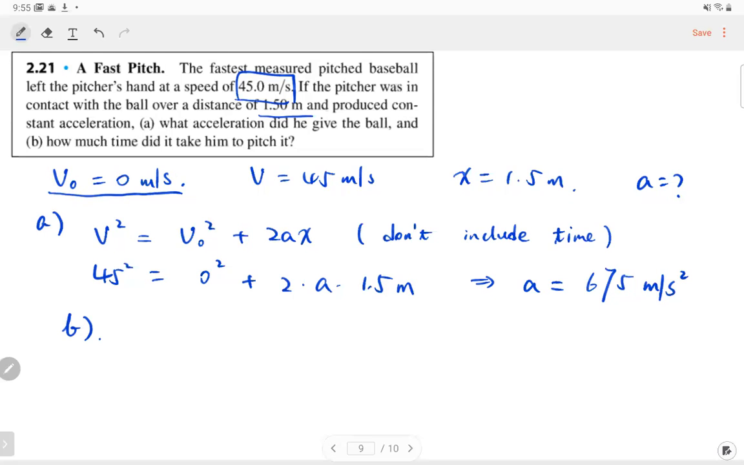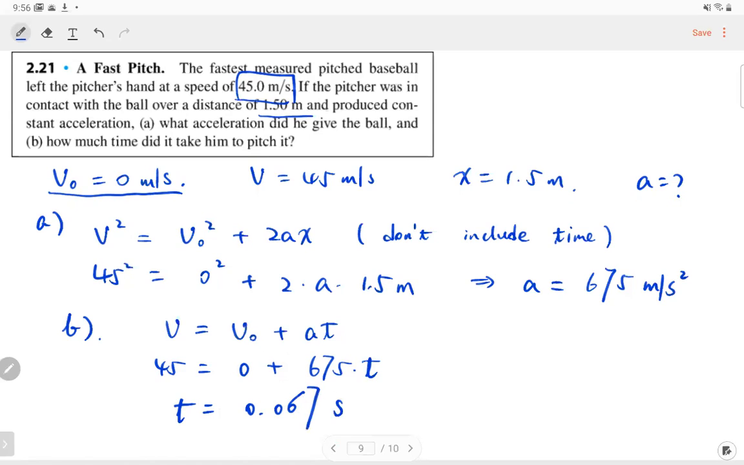Part B, time. Okay, we need an equation that includes time. So let's use the first equation: final velocity equals initial velocity plus at. This is the easiest equation of those 4 equations. So the final velocity 45 equals 0 plus 675 multiplied by time. So the time is, let me see how much, 0.0667 seconds.